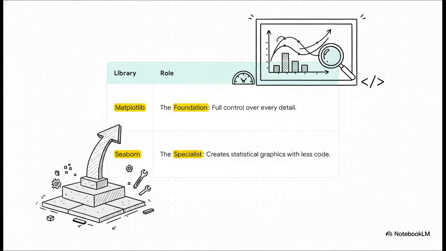You've also probably heard of another library called Seaborn and wondered, okay, what's the difference? Well, this table explains the relationship perfectly. Think of Matplotlib as the foundation. It gives you total, fine-grained control over every single little detail. Seaborn, on the other hand, is the specialist. It's a library that's built on top of Matplotlib. It uses Matplotlib's power under the hood to create really beautiful, complex statistical graphics with way less code. So the takeaway is simple. Learn the foundation first, and then you can use powerful specialist tools like Seaborn to work even faster.